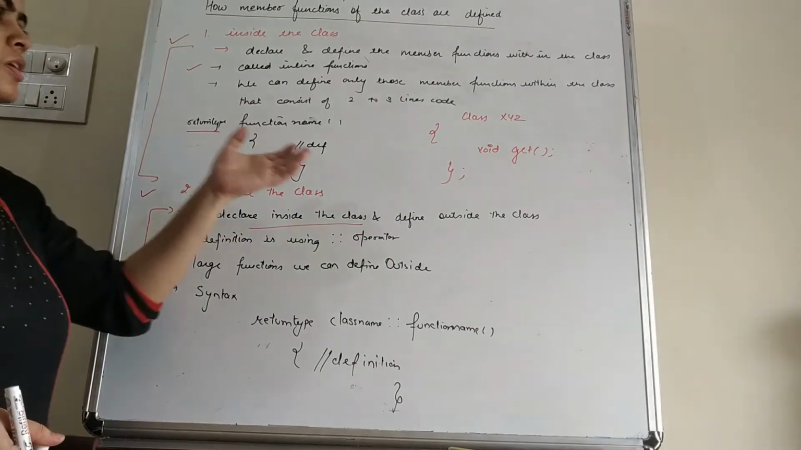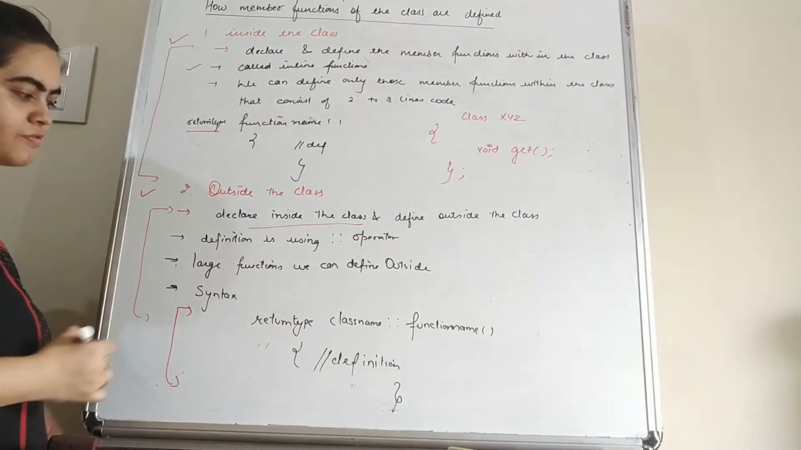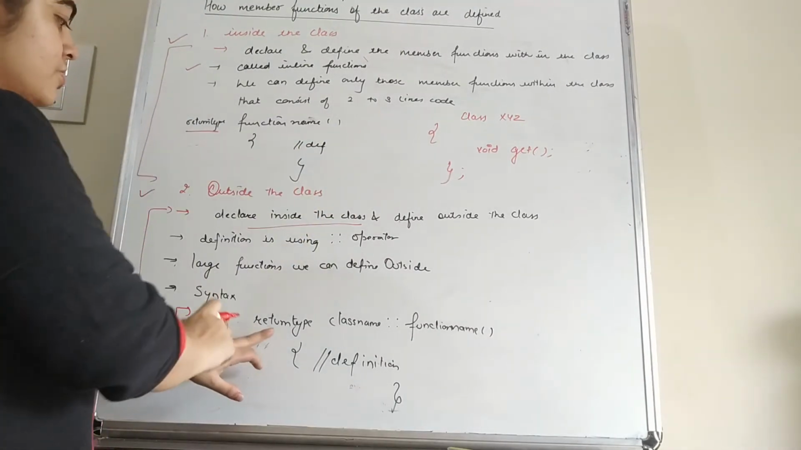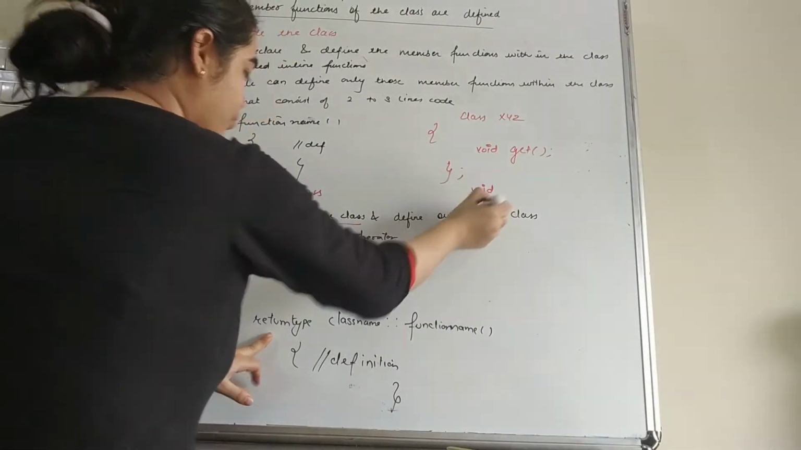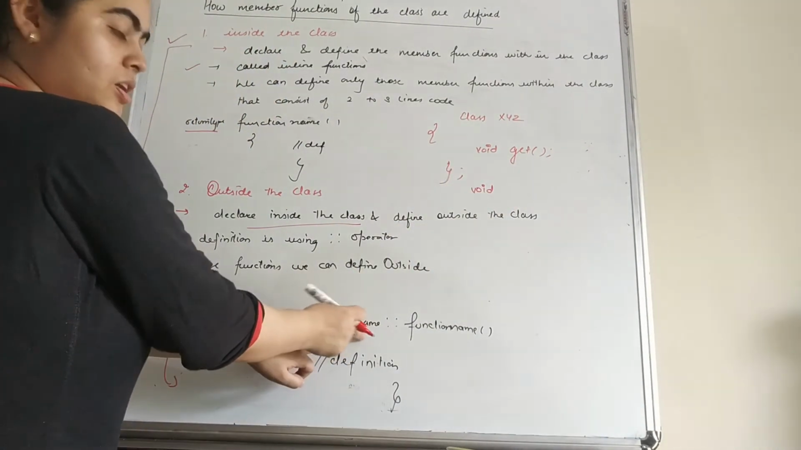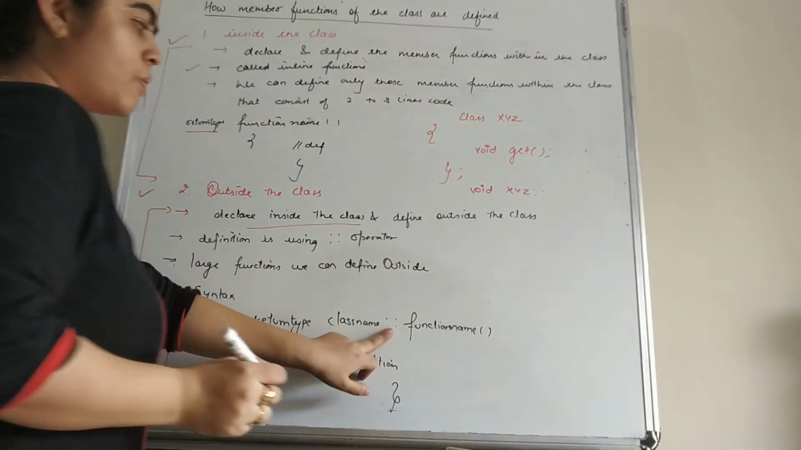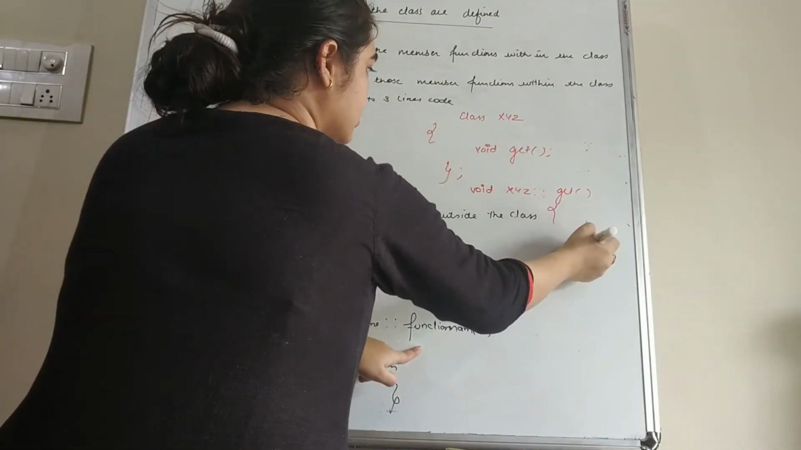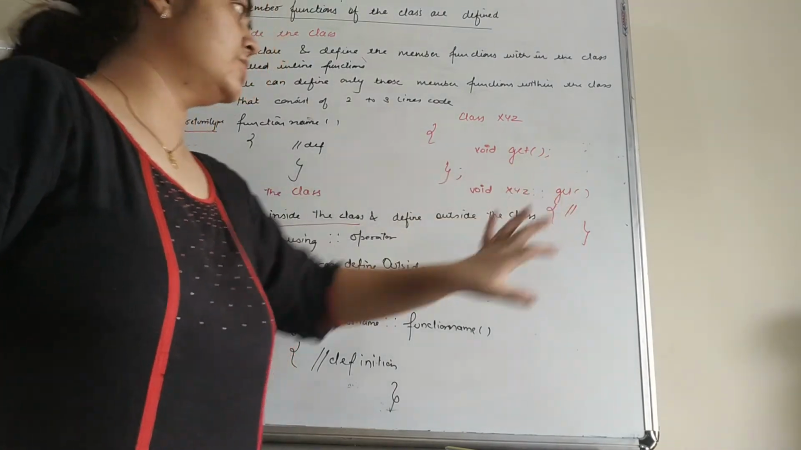Now if we want to define this member function, then we have to use this syntax. The syntax in order to define this function is return type. The return type here is void, so we can write void. After this we have to write the name of the class. The class name is XYZ, then the membership operator, and after that we write the name of the function. So this is how we can define the function, and here we can write the definition.